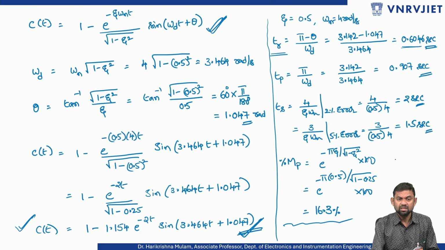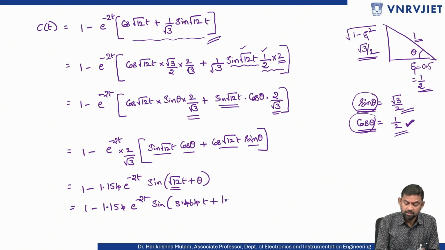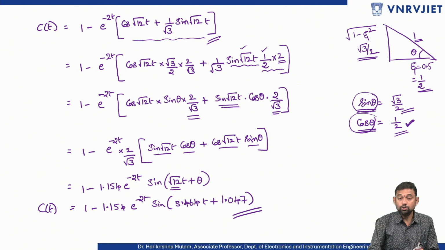Theta we have already found before. If you see, theta value is 1.047 radians. So this is the response of this positional control system when the input is a unit step. Now this expression is looking similar to that of standard way of representing the response of second order underdamped system. That is why this expression is rearranged in this form.